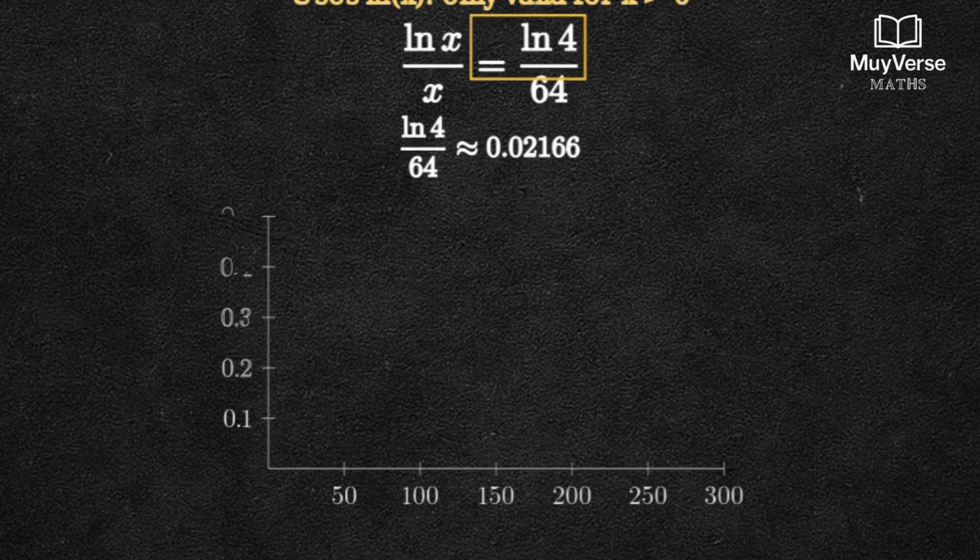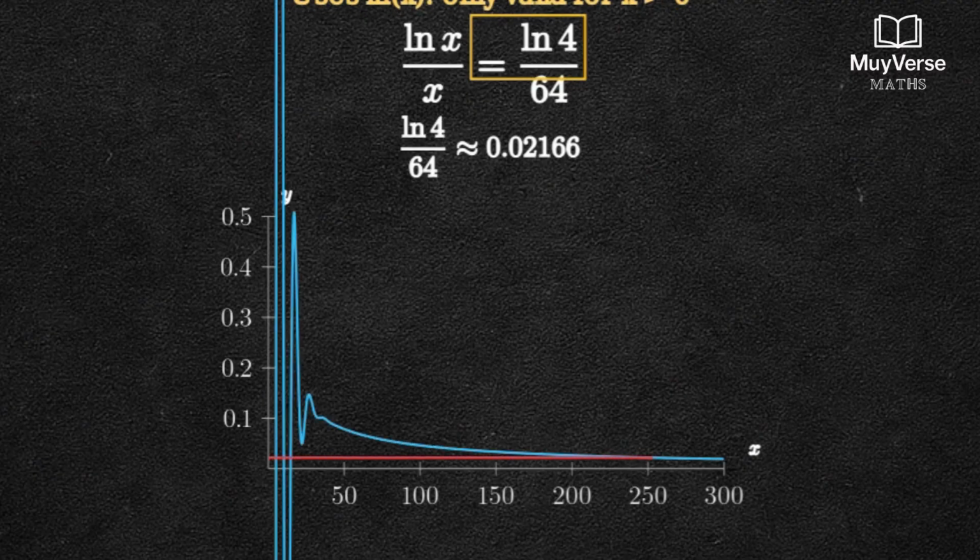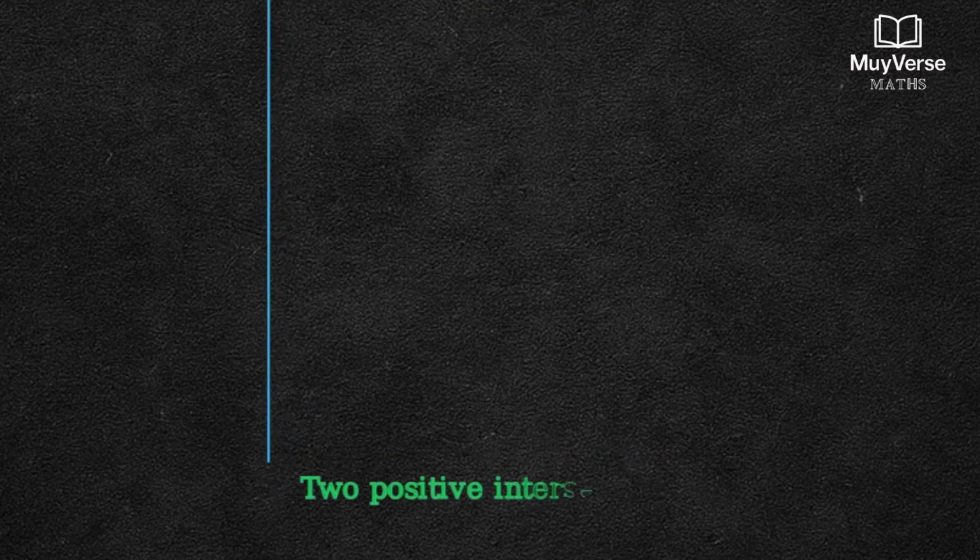Step 3. Visual cue. Plot the curve h(x) equals ln x divided by x for x positive, and the horizontal line y equals ln 4 over 64. Their intersections give the positive solutions. One small solution near 1, and a large solution which we will show is exactly 256.